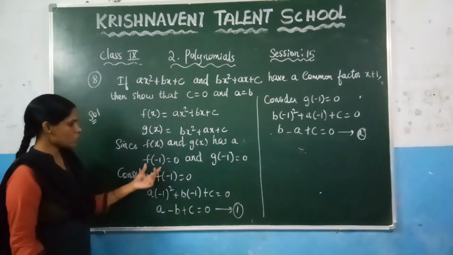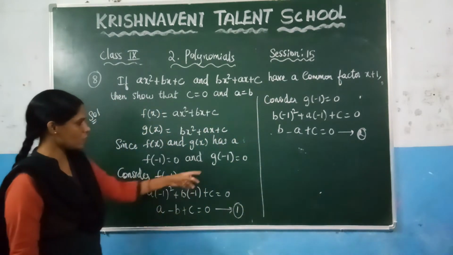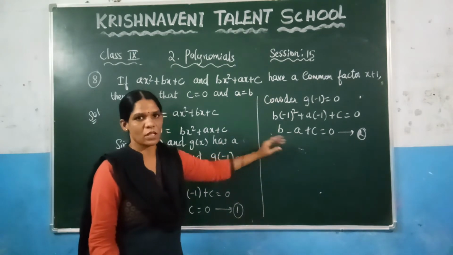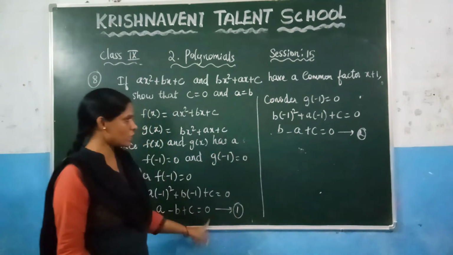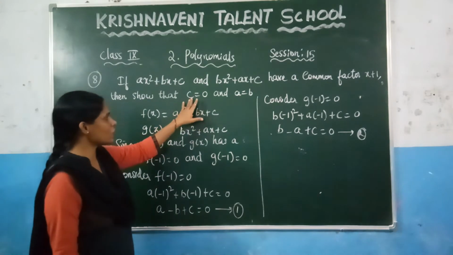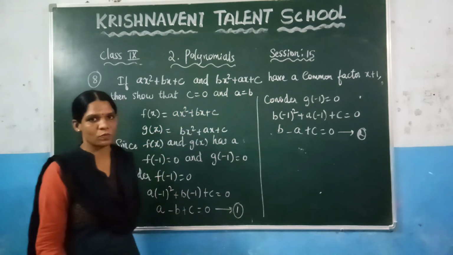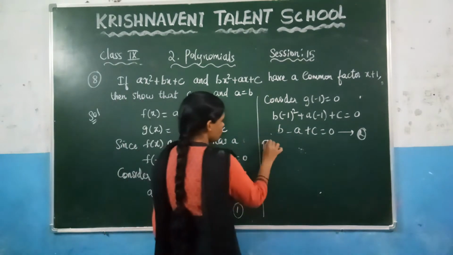Now, based on the first condition we got one equation, and based on the second condition we got this equation. Now you need to solve these two equations such that you prove here c is equal to 0 and a is equal to b. Now from 1 and 2.